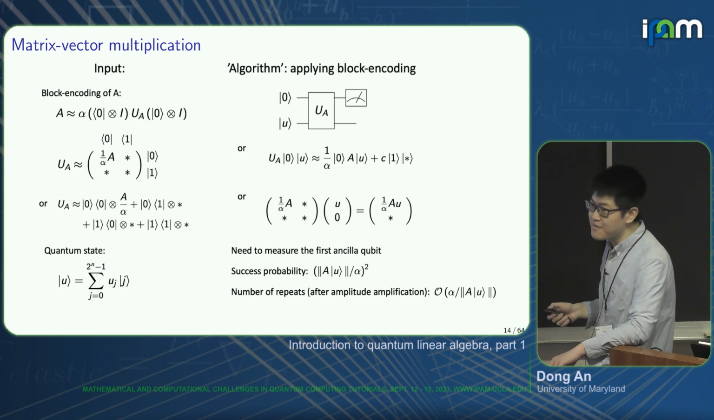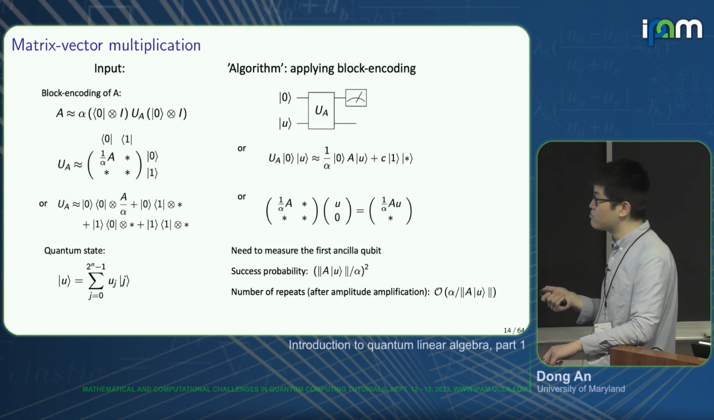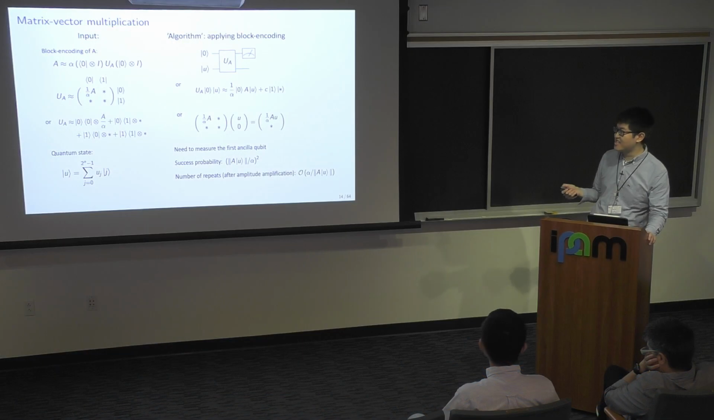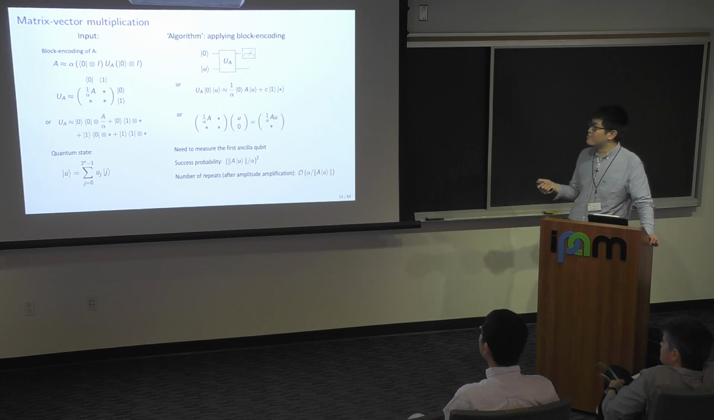After applying the block encoding, we have a superposition between the desired state and some other state that we don't want, which means we need some post-selection. We need a measurement to get the desired part, this A times U. So the way is just to do this measurement.